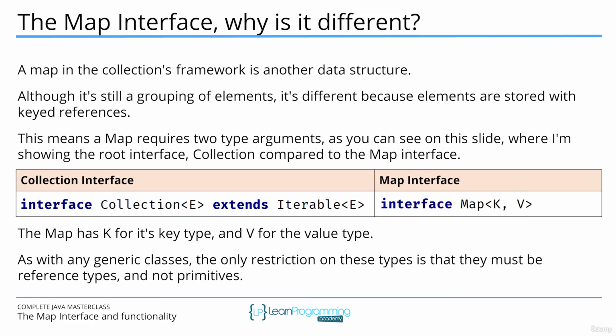As with any generic classes, the only restriction on these types is that they must be reference types and not primitives. The map interface replaces the now obsolete dictionary abstract class, and like the class that it replaces, it maps one key to one value. A language dictionary is a classic example of a map, with the keys being the words in the dictionary and the values being the definitions of the words.